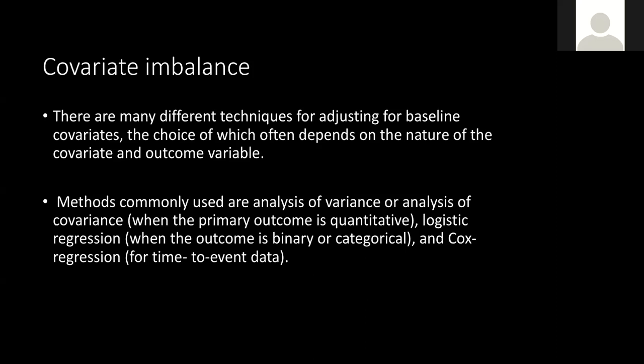And there are many ways of adjusting covariates between the two groups or taking care of covariate imbalance. And it depends upon the nature of the covariate and the outcome variable. So usually what is done is in the form of statistics. We do logistic regressions or Cox regressions, depending on whether the outcome is binary or categorical or it's time to event data. So we have to take care of covariates. And when you read a paper, you will understand that these statistical tests have been done to adjust for the covariate imbalance between the two groups.